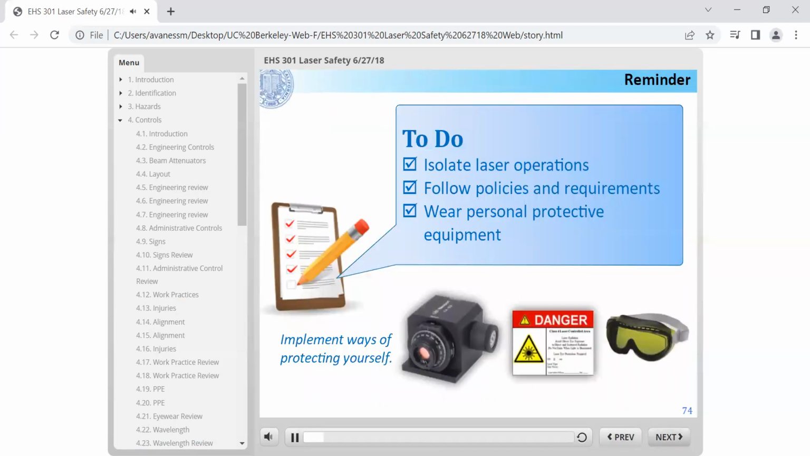In summary, remember to implement ways of protecting yourself. This includes isolating laser operations using engineering controls, following policies and requirements in administrative controls, and wearing personal protective equipment, especially safety eyewear, appropriate to the optical density and wavelength of your laser.